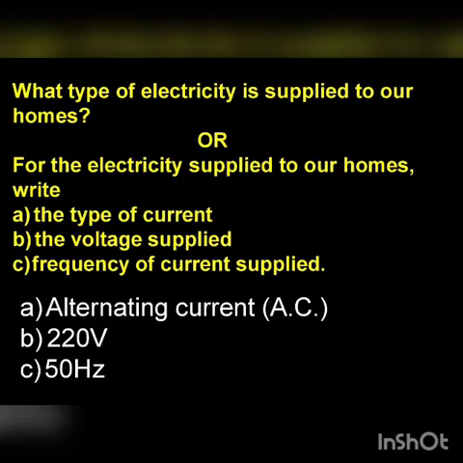Domestic electric circuits. What type of electricity is supplied to your house? Or, for the electricity supplied to your houses, write the type of current, the voltage supplied, and the frequency of current supplied. Alternating current, 220 volts and 50 Hz.